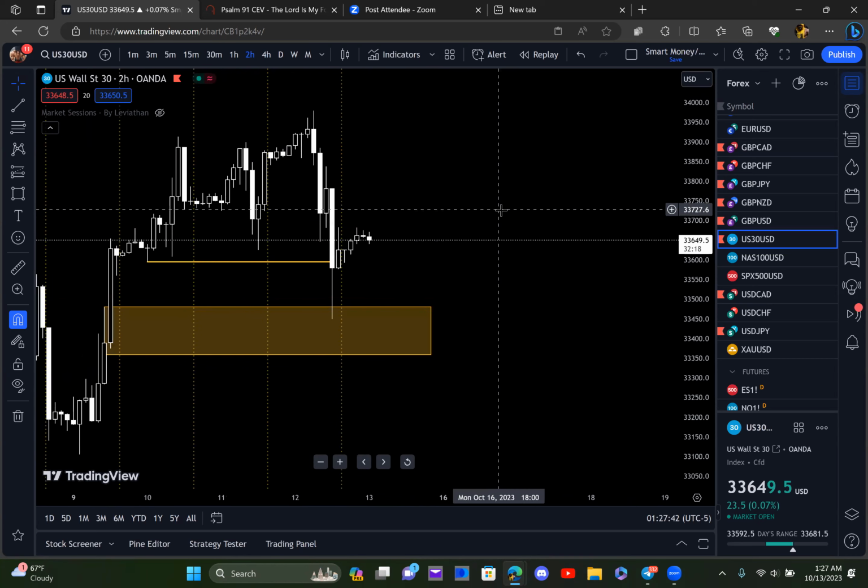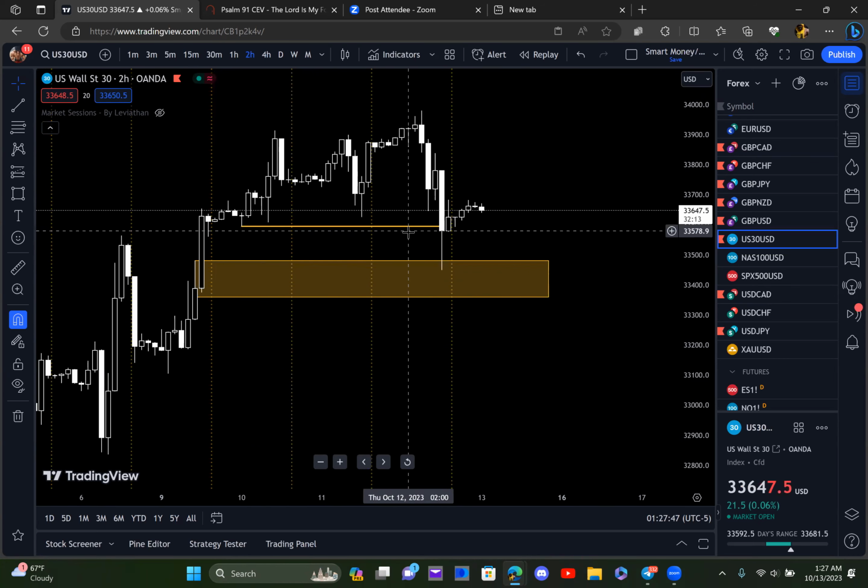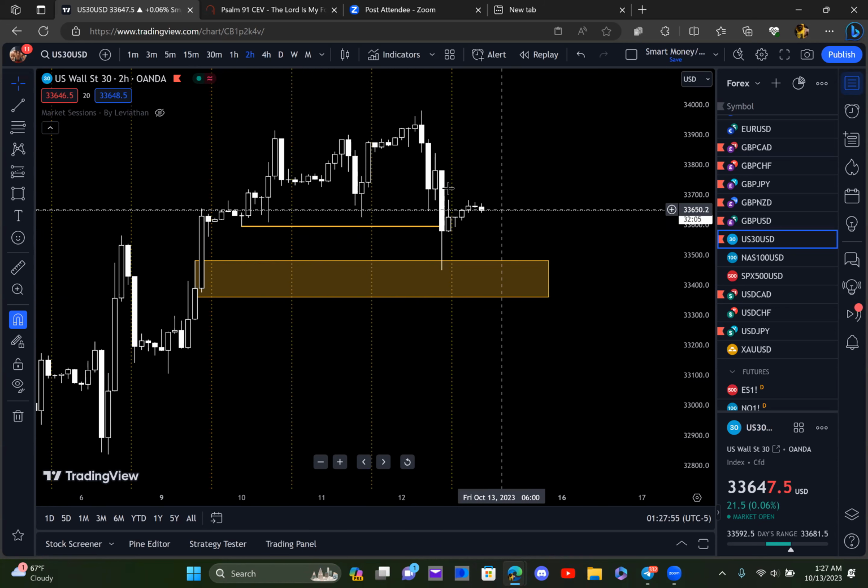All right. So check this out. Now we found this on the 2 hour, right? This was our zone. This was our liquidity area. We can call this inducement as well because this is an area of inducement. And I'll show you guys how to find inducement if you want.